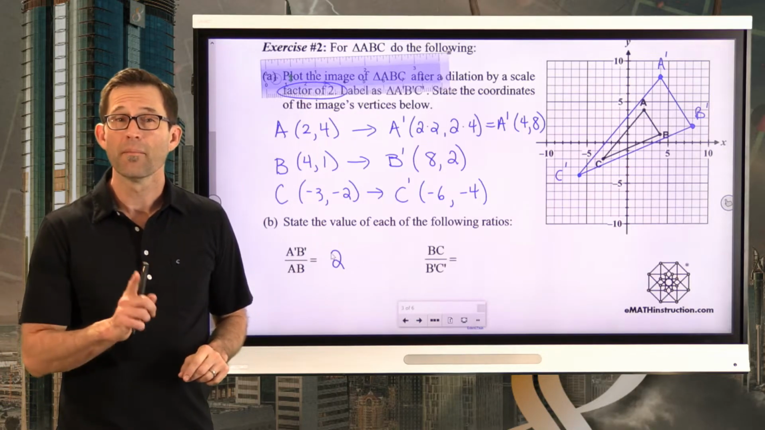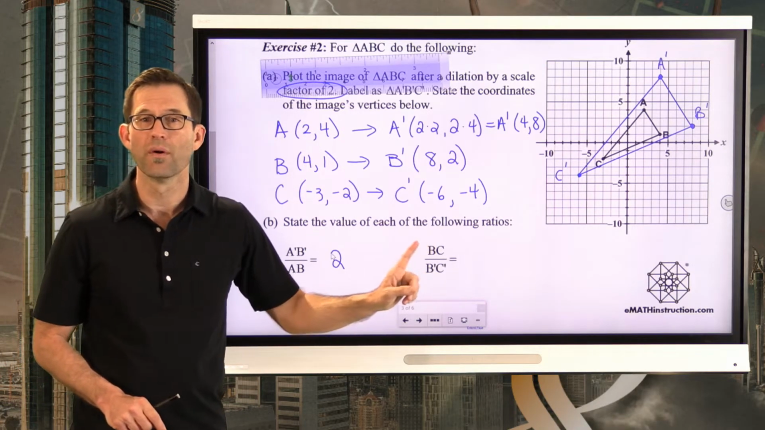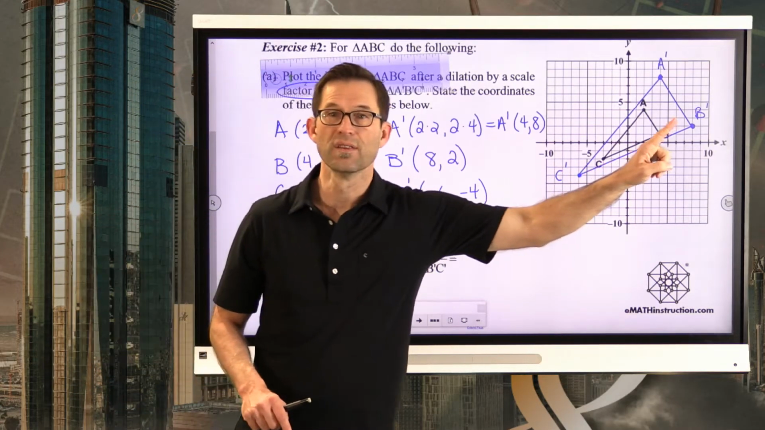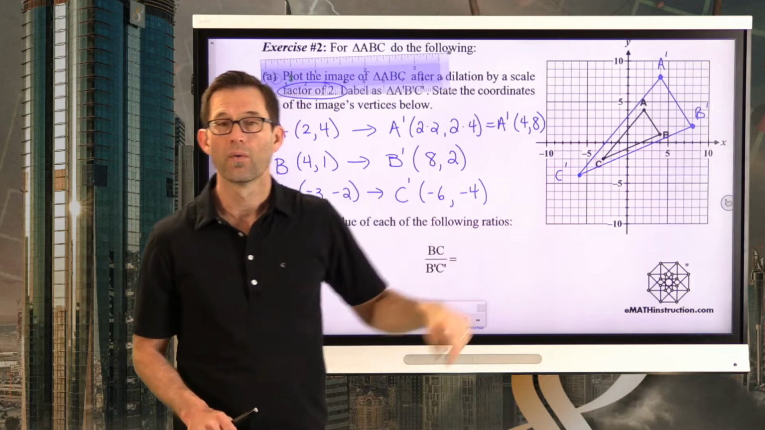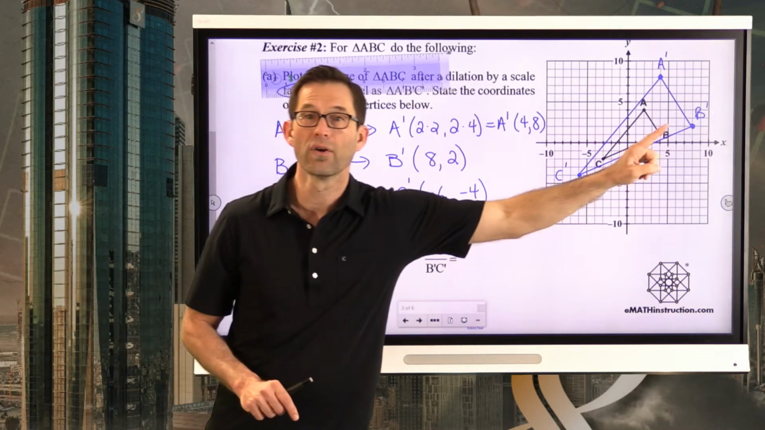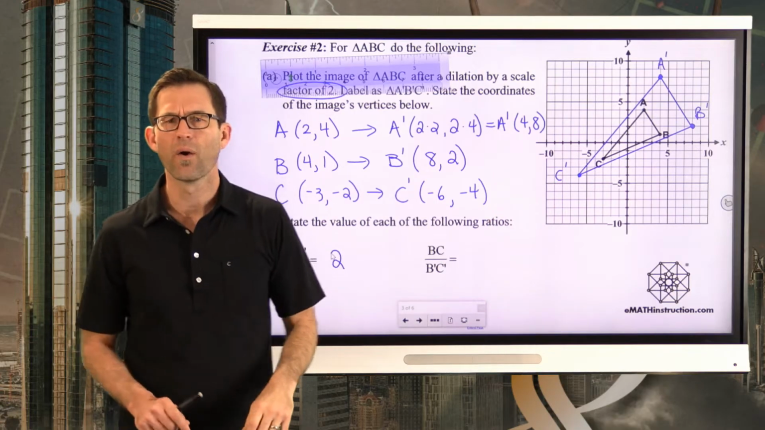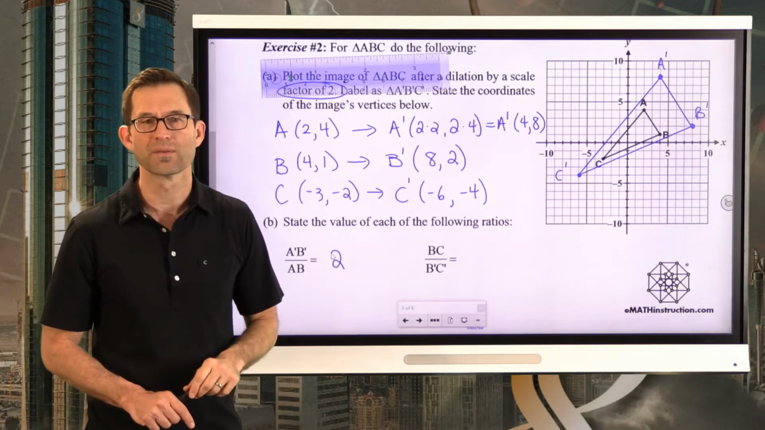All right. Now maybe a little bit trickier is the ratio of this older length. BC was an original length. It's this one, right? What is that length compared to its image, B prime C prime? Pause the video now and see if you can think about what that ratio must be.